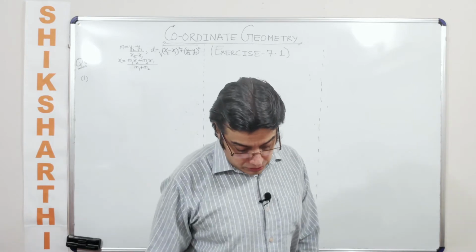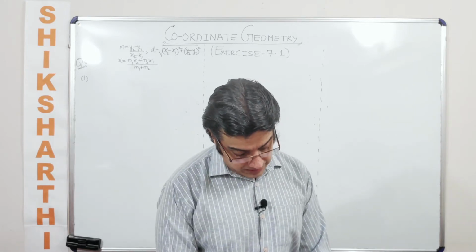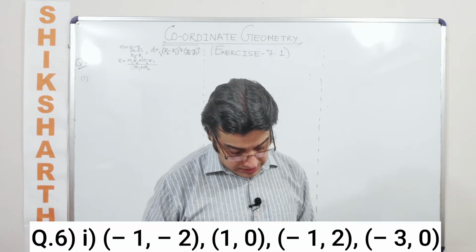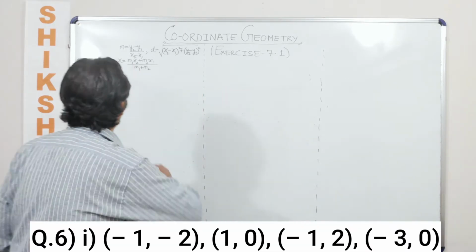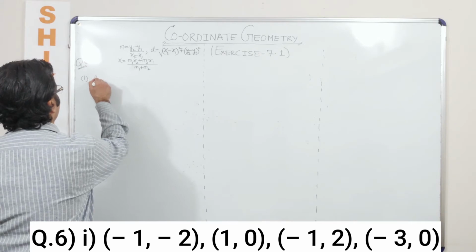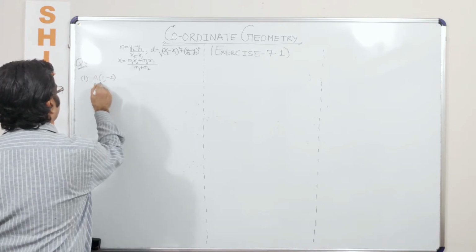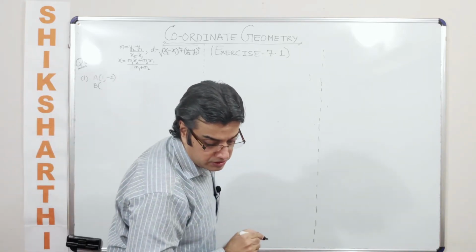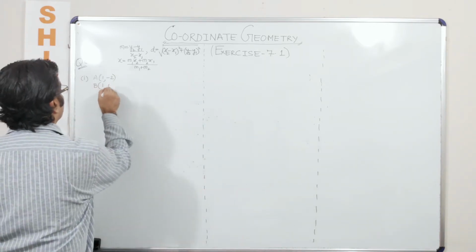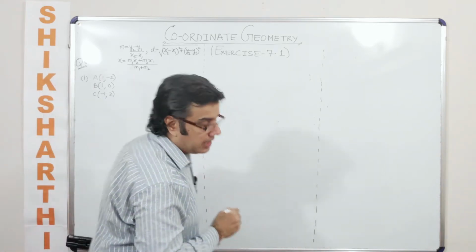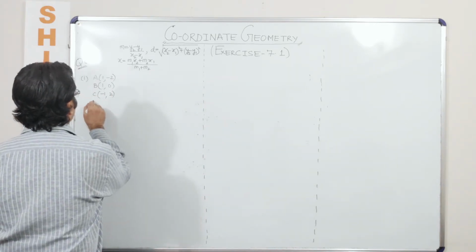Okay, so talking about the first part, let's see the vertices as given. So it says 1 comma minus 2. So let's take the vertices as A (1, -2), B as (1, 0), C as (-1, 2), and D as (-3, 0).